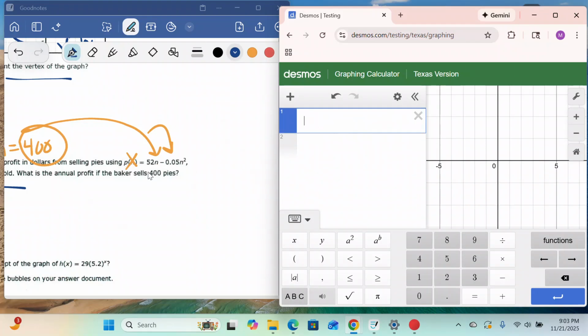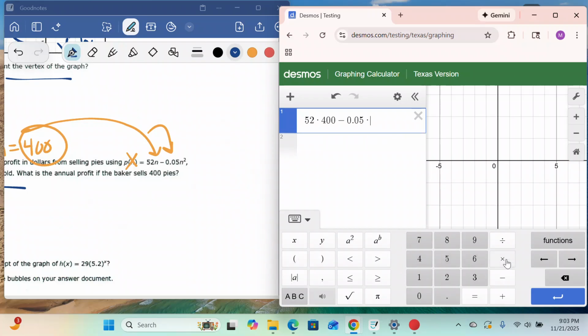So I'm not going to worry about this. I'm going to put 52 times N, which is 400, minus 0.05. And then I'm going to go right here. I'm going to do 400.